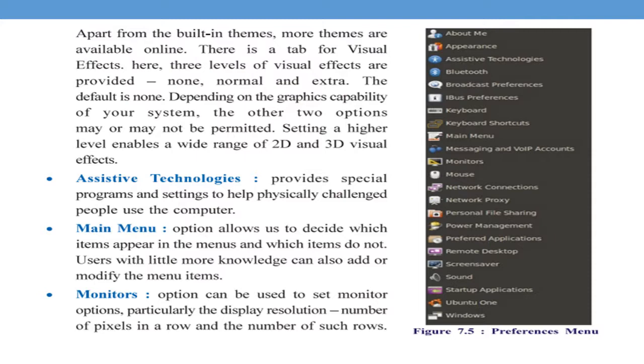Assistive technologies provide special programs and settings to help physically challenged people use the computer. Main menu options allows us to decide which items appear in the menu and which items do not. Users with a little more knowledge can also add or modify the menu's items.